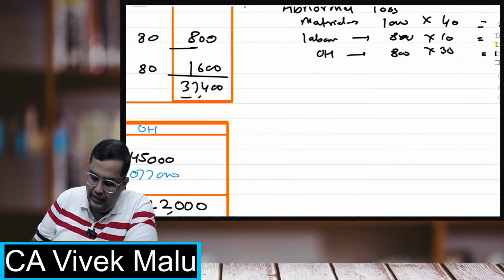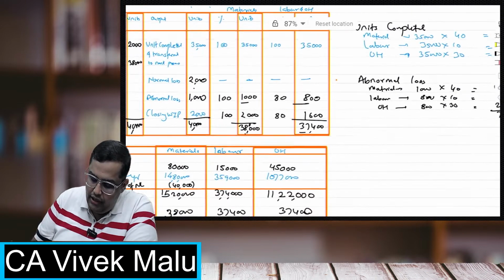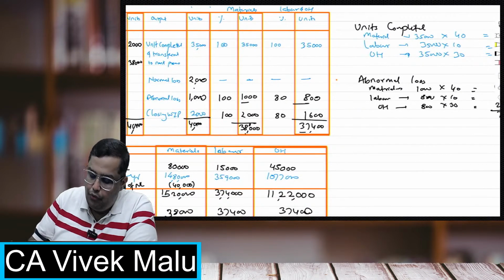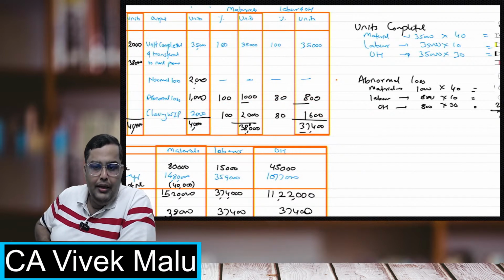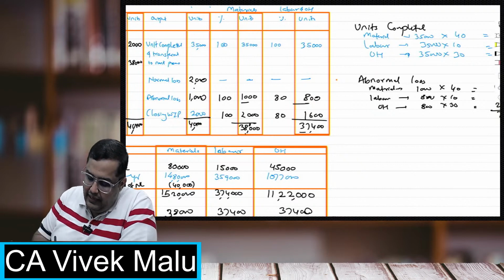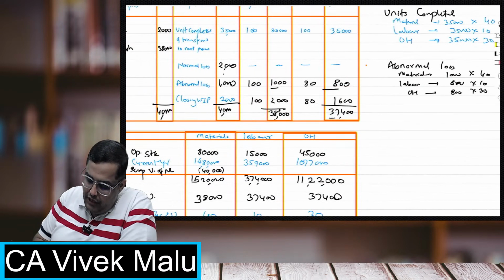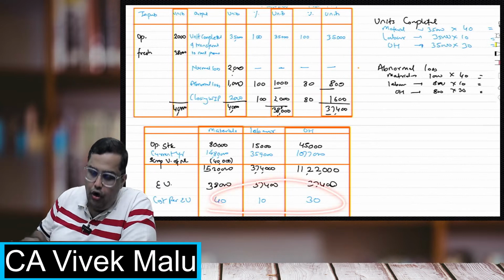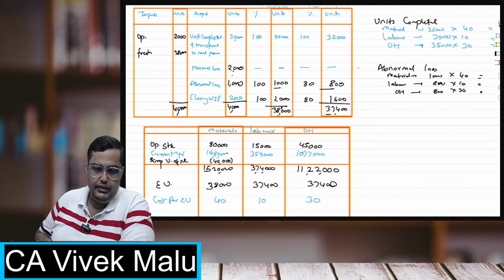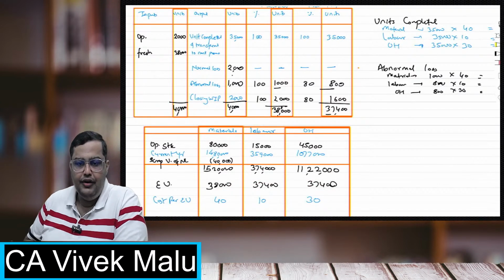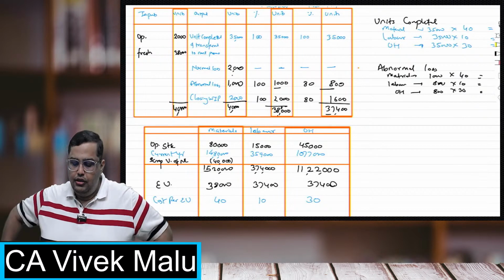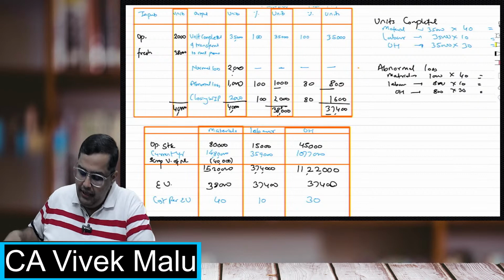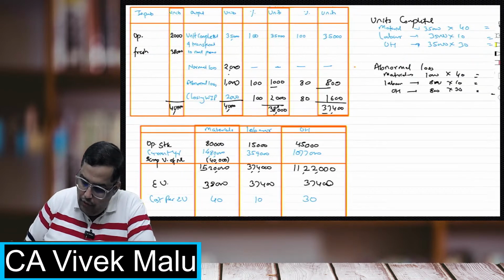Now, students, can you calculate the value of closing WIP? There are 2000 units in respect of materials and 1600 units in terms of labor and overheads. And we have already got the cost per equivalent unit. Can you calculate and tell me how much will be the cost for the closing WIP? Come on, go for it.